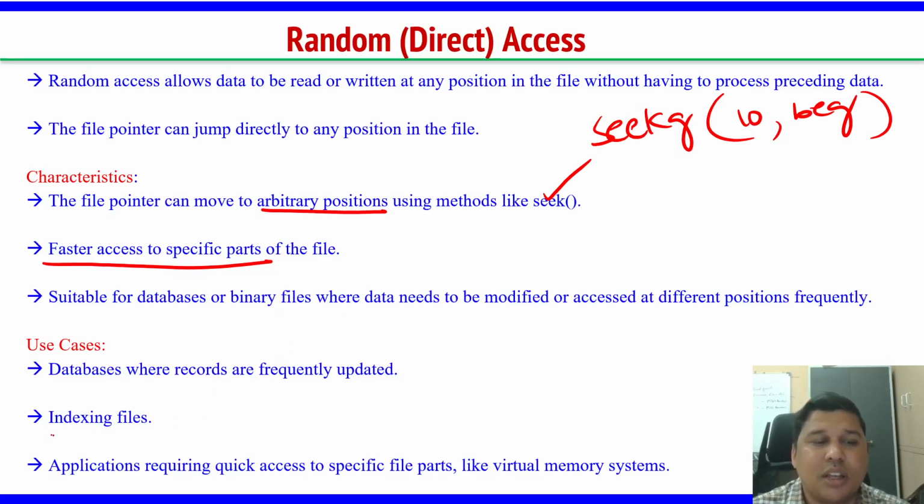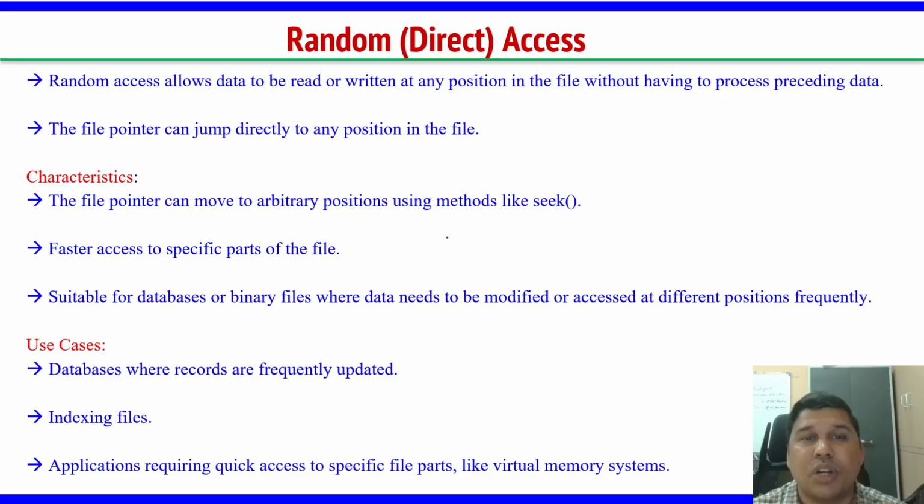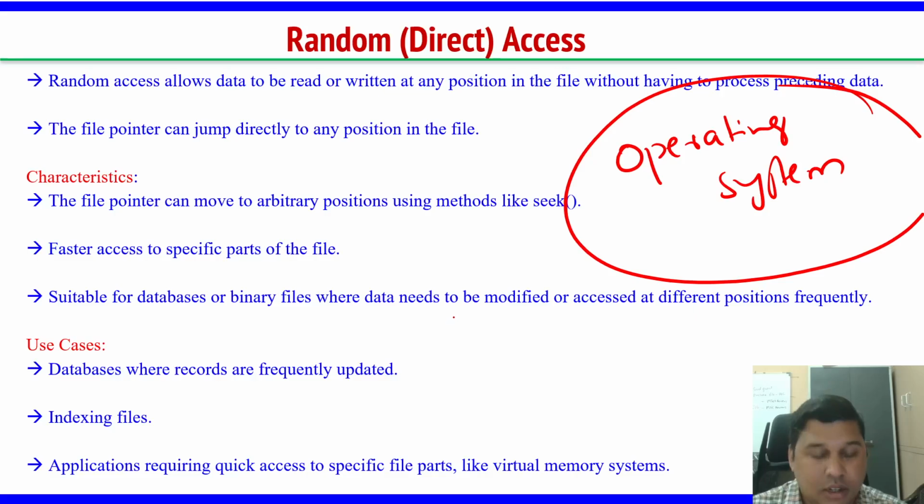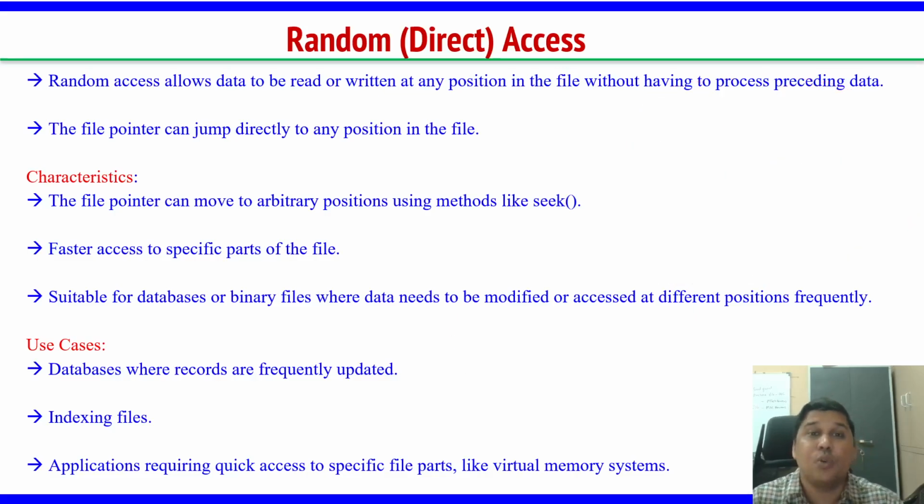Where can we use this? Indexing, database where records are frequently updated. These are some applications. Anyhow, I think you will be studying more about sequential and direct random access in the course operating system. You will be studying how you are accessing the files in this concept. You will see the application of that.